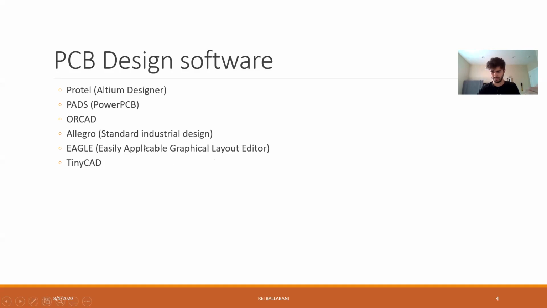So if you go to the Autodesk website and you register with your Drexel email, you can easily download it. And even if you can't download it for free, it should cost something like $14 a month.